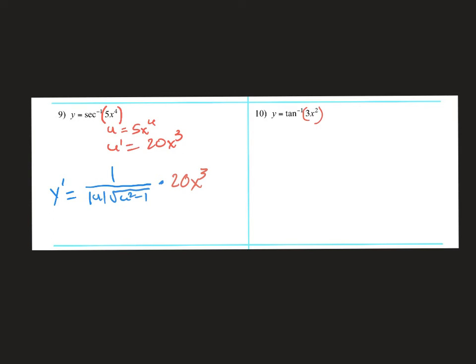Okay, so our final answer for this thing is going to be that y prime equals the 20x cubed will end up on top. We're going to divide by the absolute value of u, which is 5x to the fourth, square root of u squared, so 5x to the fourth squared. Be careful with that. That's 25x to the eighth. When you square 5x to the fourth, you square the 5 and you get 25, and you square x to the fourth and you multiply the exponents. Minus 1.